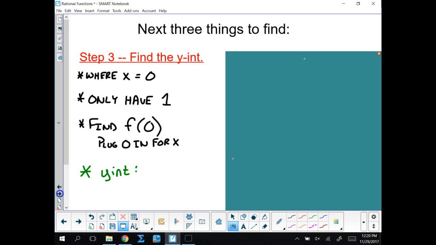or the y-int, as we like to call it, is going to be 0, comma, some number. In point form, because it's a point. Vertical asymptotes are in line form because they're lines. Horizontal asymptotes are in line form because they're lines. The y-intercept is a point, so it's got to be in point form. Okay. So that's step number 3.